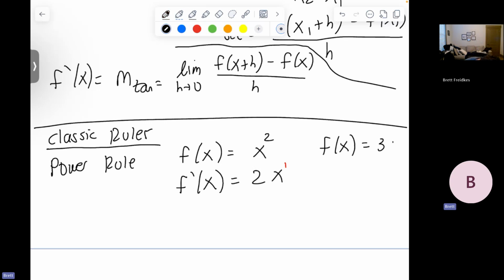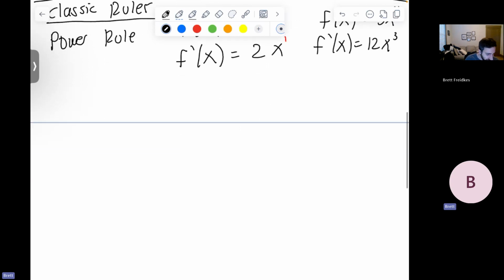If I give you something like 3x to the 4th, that exponent comes down. We multiply that by the 3, and then we subtract 1 from the exponent. You get 12x cubed. That should be fairly easy.